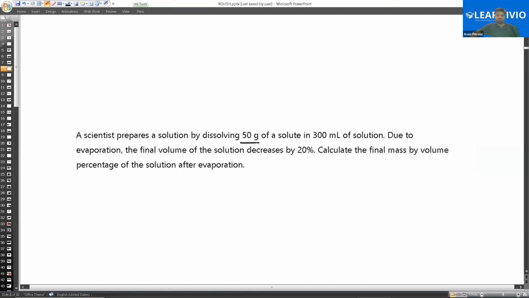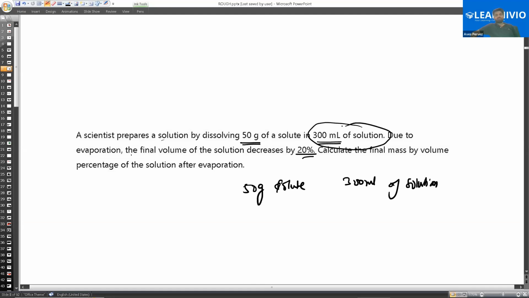Scientists prepared a solution by dissolving 50 grams of solute in 300 ml of solution. Due to evaporation, the final volume of the solution is decreased by 20%. So can you tell me, if you have 300 ml of solution and 20% of it is evaporated, how much solution is evaporated and how much is left? Can you tell me?